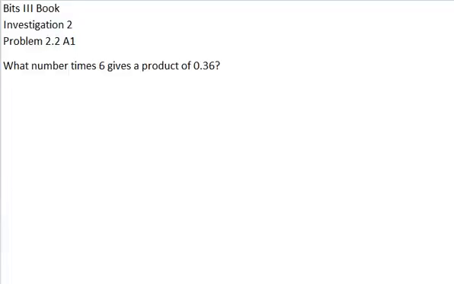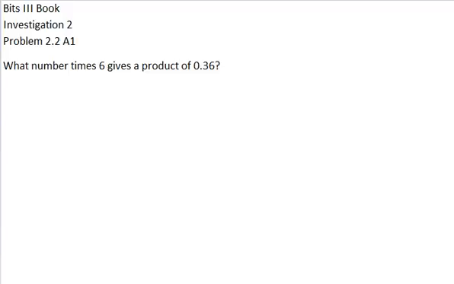Alright, today we're going to continue working in our Bits 3 book in Investigation 2. We are working on problem 2.2 today, and this continues our thinking from yesterday about how to multiply decimals. So I am going to model my thinking for problem A1. And our directions for A say use what you know about fraction multiplication and place value.